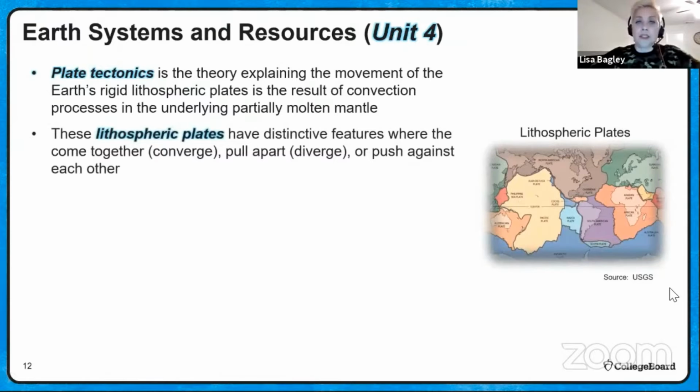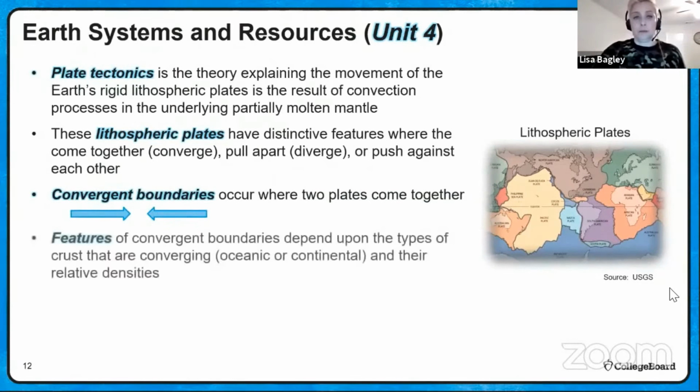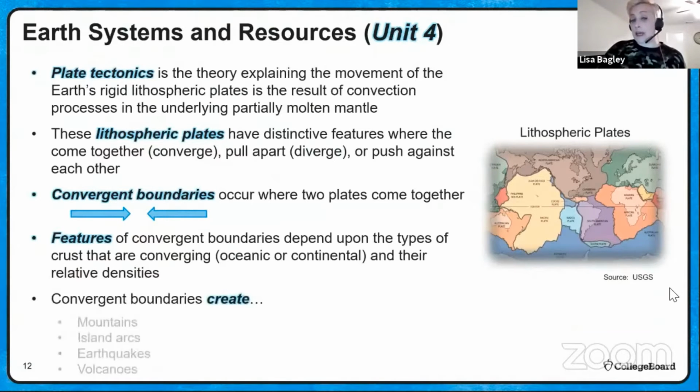These lithospheric plates have distinctive features where they either come together, which is converging, pull apart, which is diverging, or push against each other. I'll talk about each of those. Convergent boundaries occur where two plates come together. Features of convergent boundaries depend on the types of crusts that are converging, oceanic or continental. Oceanic are under the oceans, and continental are under the continents, and their relative densities. Convergent boundaries create mountains, island arcs, earthquakes, and volcanoes.